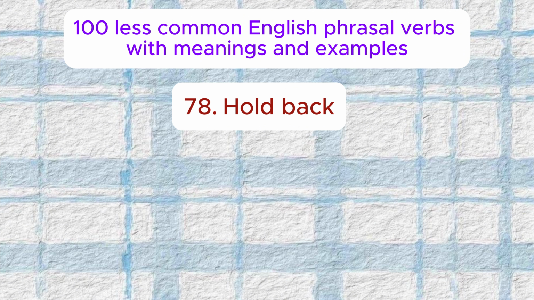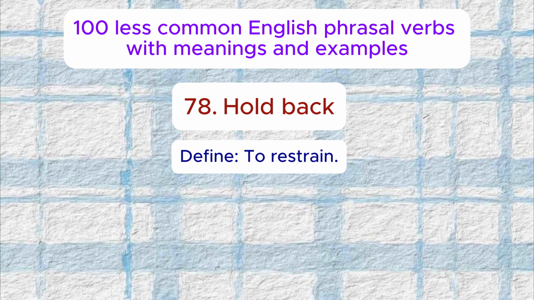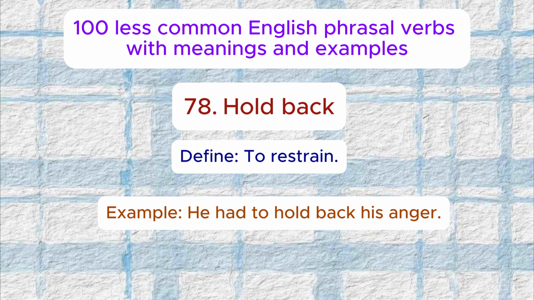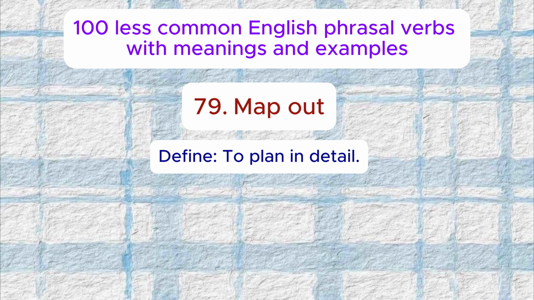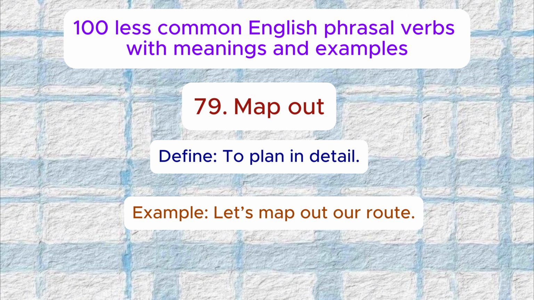78. Hold back. Define, to restrain. Example, he had to hold back his anger. 79. Map out. Define, to plan in detail. Example, let's map out our route.